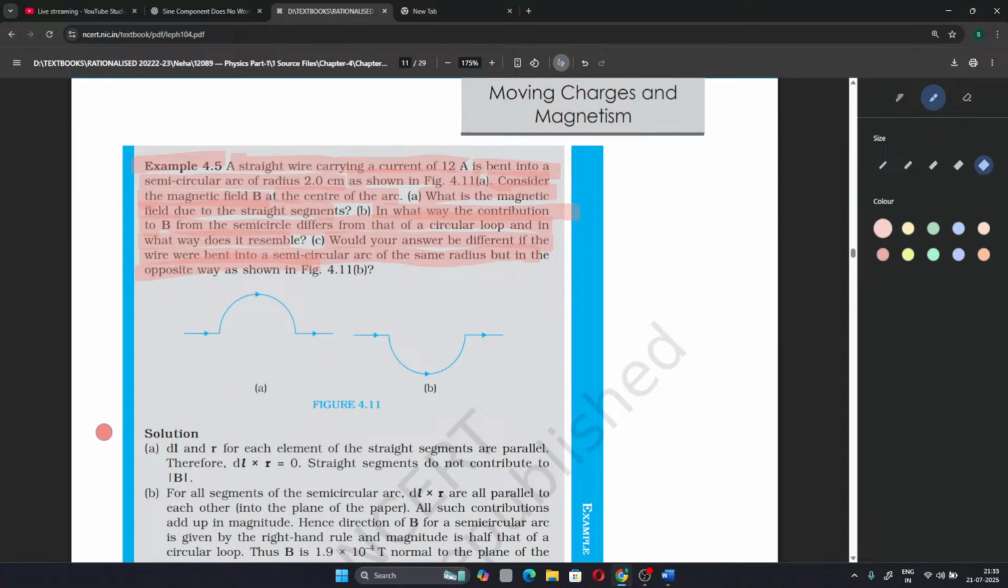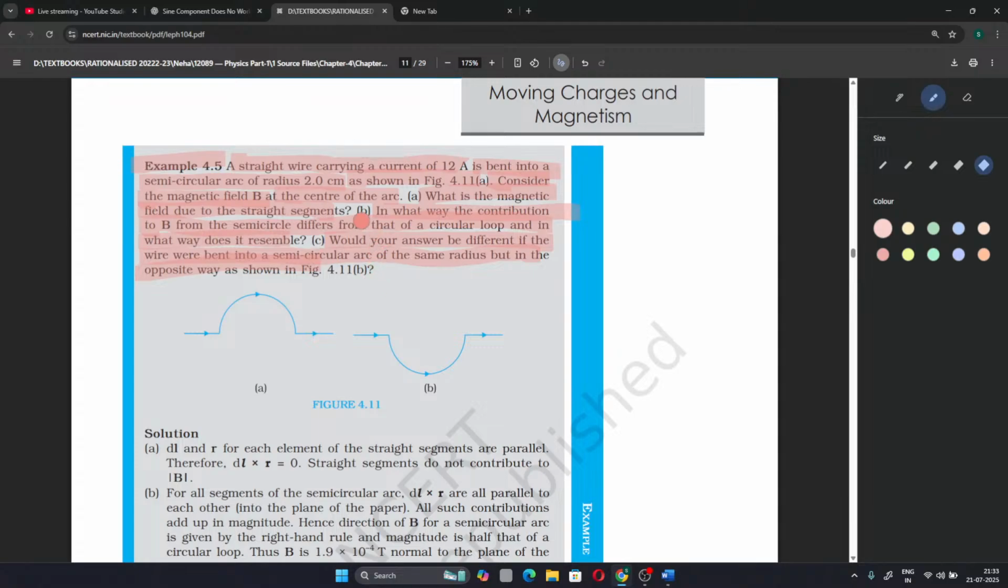Okay, they gave the information that it's a straight wire carrying a current of 12 ampere, which is bent into a semicircle. This is the diagram, the only diagram. For the C question, they just changed the diagram. It is a semicircular arc having a radius of 2 cm. Now the first question is, if there is a magnetic field at the center of the arc, that is B, then what is the magnetic field due to the straight segments? Will there be a magnetic field due to the straight segment?